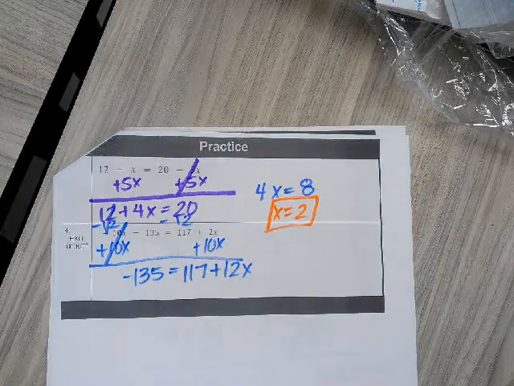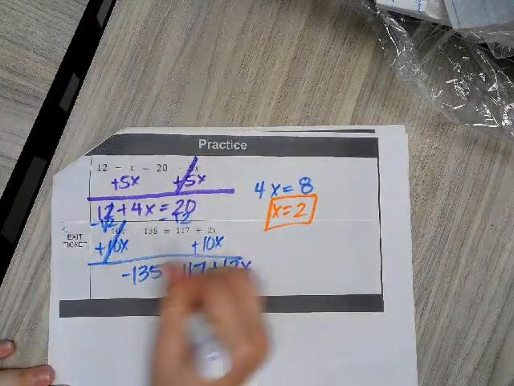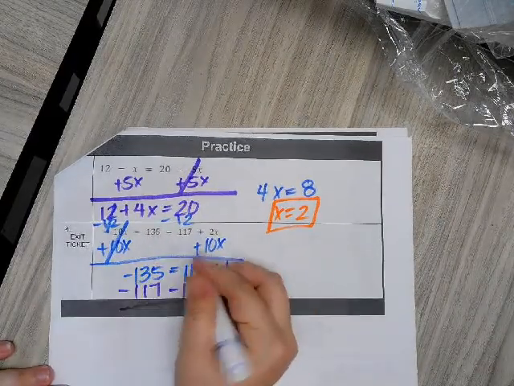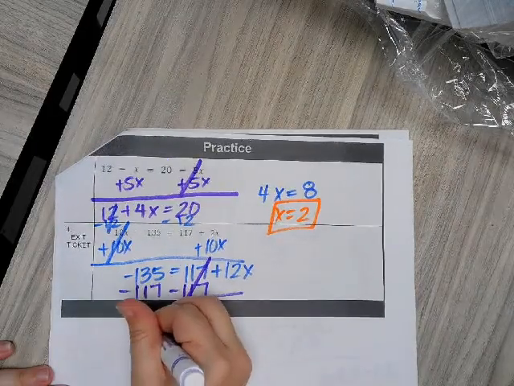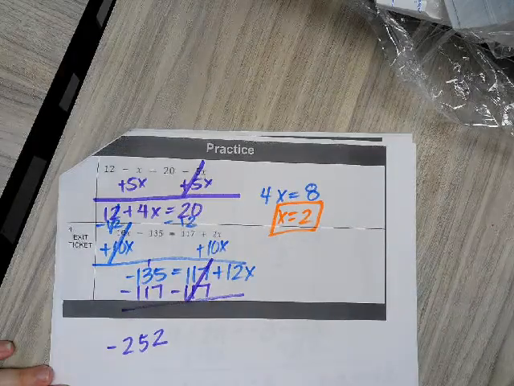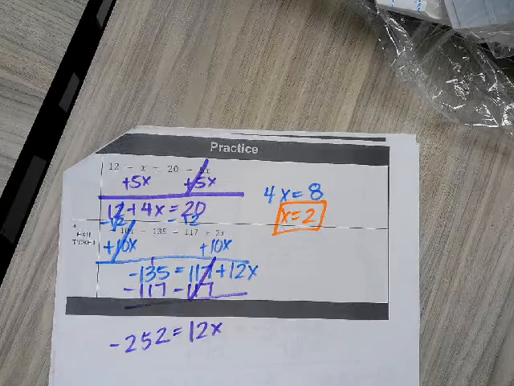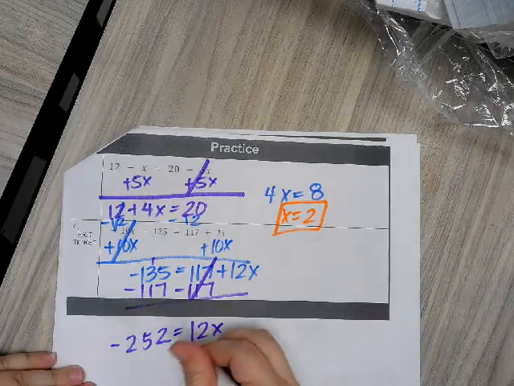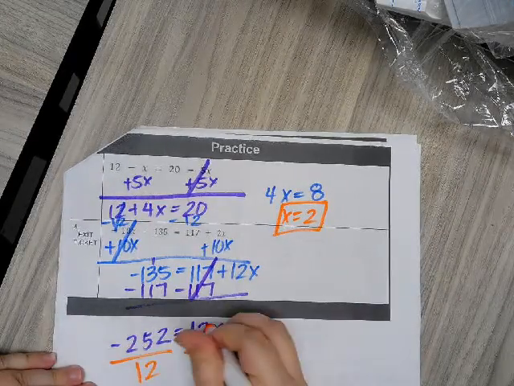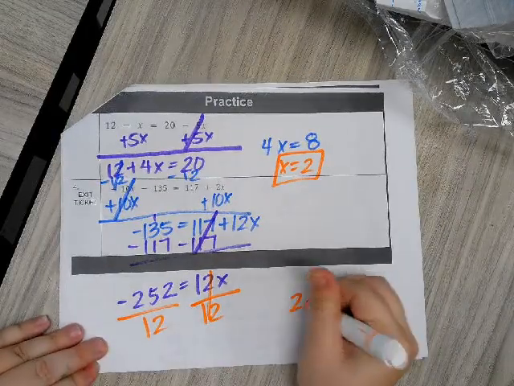Alright, now I'm going to move my constants to one side, so I have minus 117, minus 117. That makes 252. We have negative 252 equals 12x. I'm going to isolate my variable. 252 divided by 12 gets me 21. This is a negative 21.